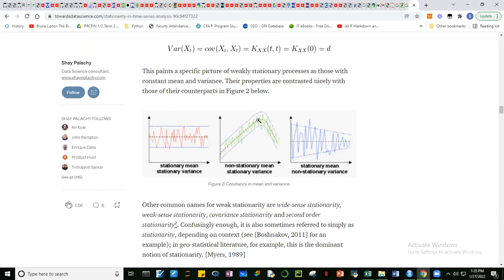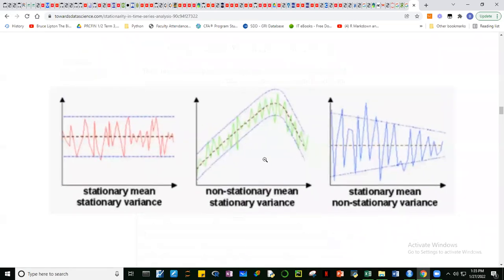Yung ano, parang may band lang siya na gano'n. Okay? So yung highs and lows niya, may konting ano lang dito, may konting beyond the 95 confidence interval yan. Okay, but not so much. So this is an example which is non-stationary in mean, but stationary in variance. And this, on the other hand, is an example of stationary mean, but non-stationary variance.